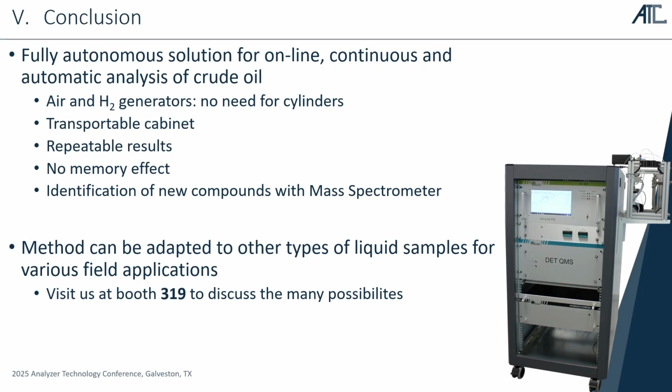We have shown that there is no memory effect and the results are repeatable. We can easily identify new compounds with a mass spectrometer on board, and the NIST library is installed within the system, so we don't need any external computer for operation. Here we show one method, which targeted C7 to C12, but we can adapt to different liquid samples or various field applications by adapting the column, the method, and even the sampling system.